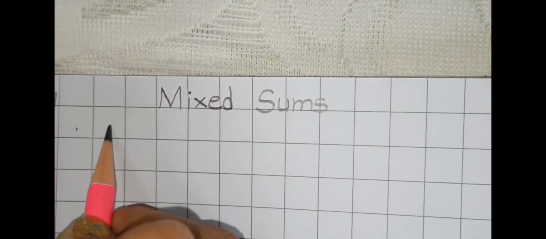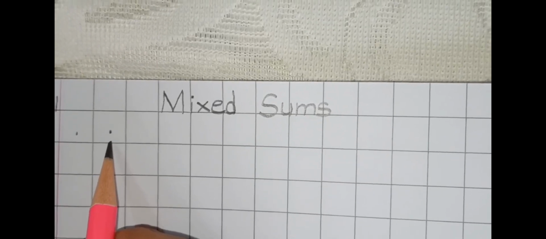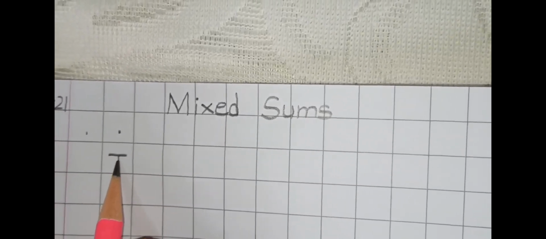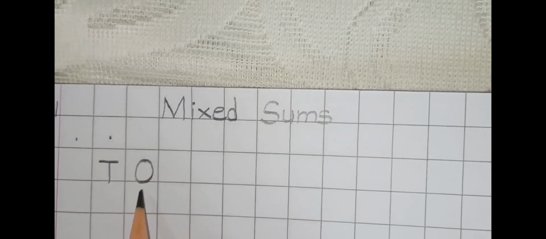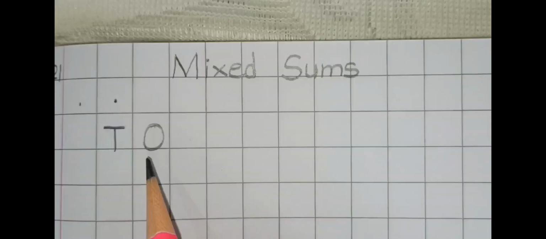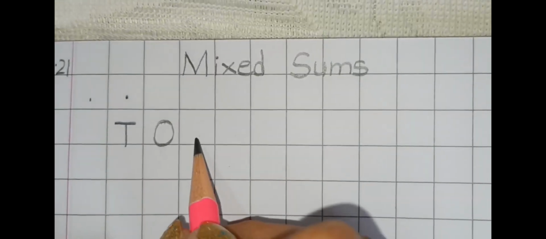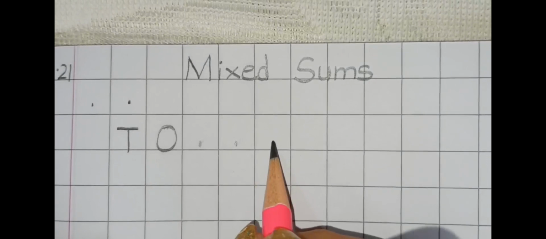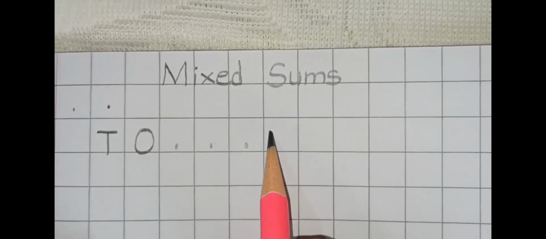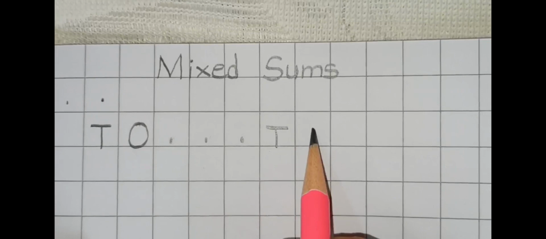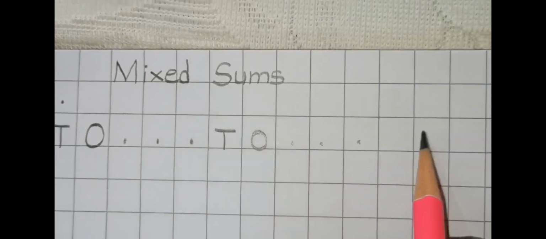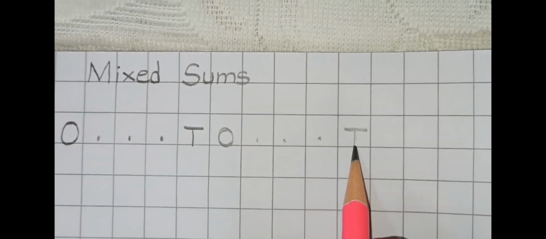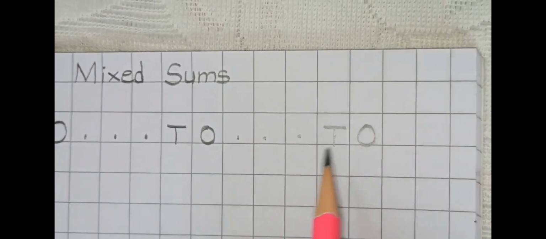So first here we have to make two dots, and under this second dot we'll write capital T for tens, and in next box we have to write capital O for ones. After this O we'll make three dots, 1, 2, 3. Again we have to write capital T for tens and capital O for ones. Again three dots. Again capital T for tens and capital O for ones.